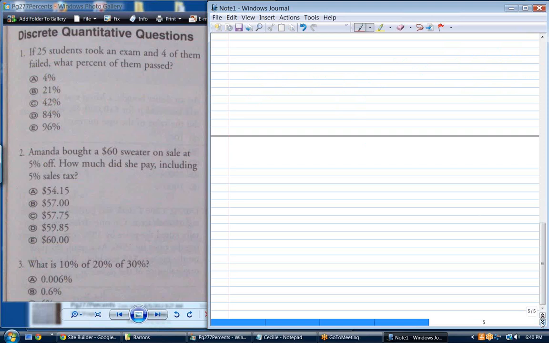So 25 students took an exam, and 4 of them failed. What percent of them passed? Well, if 4 of them failed, you have 21 left. So to come up with the percent, first we want to come up with a fraction. It's 21 over 25 times 100, which is equal to 84.